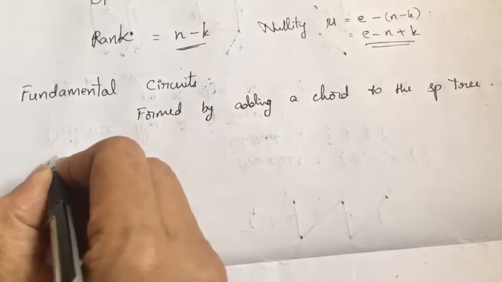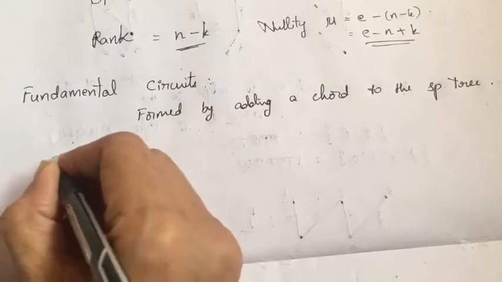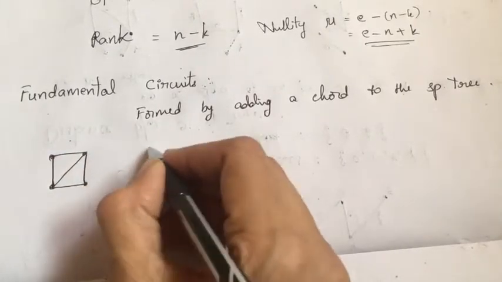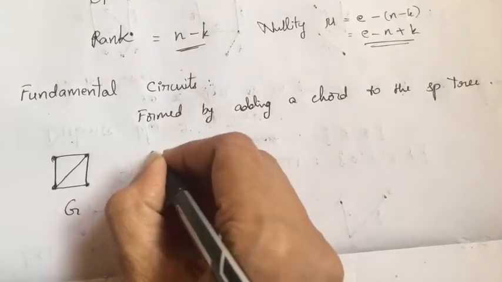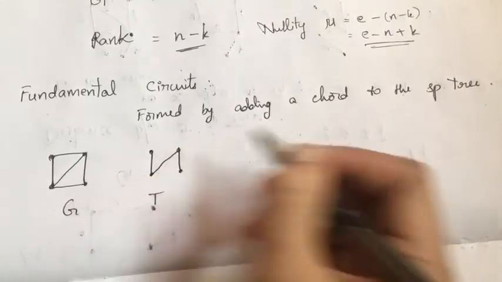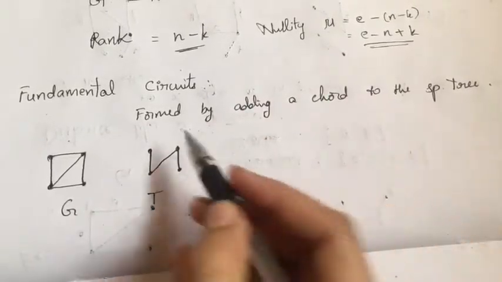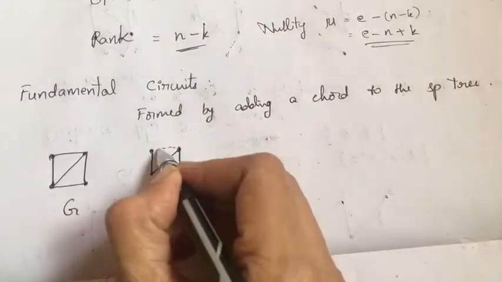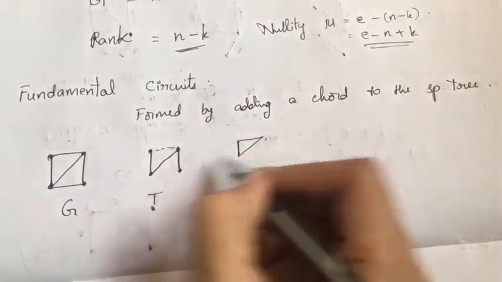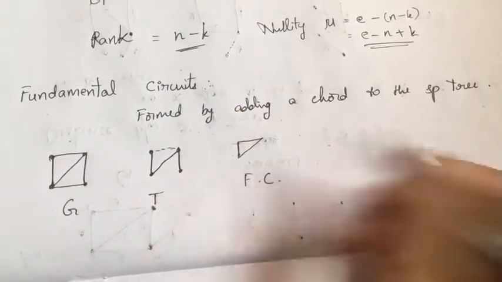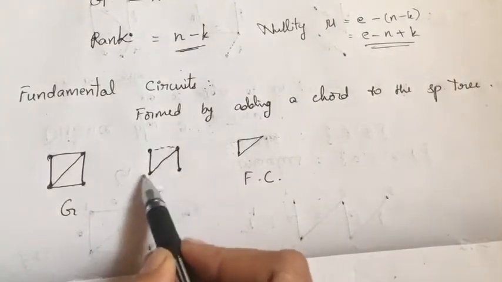Okay, suppose this is my graph as I have taken earlier. Now I am drawing a spanning tree, one such spanning tree. So this is my spanning tree now. With respect to this spanning tree, I am adding an edge to get a fundamental circuit. So if I add this edge, then I am going to get this circuit. This is the fundamental circuit with respect to this spanning tree. I can even add here so that this will be a spanning tree.